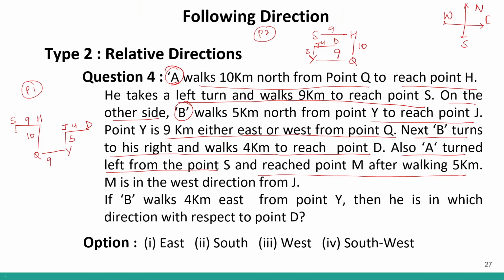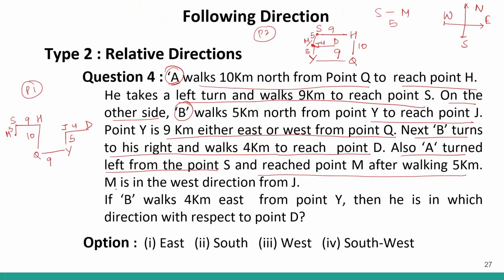So if A turns left, it will reach here, which is point M after walking 5 kilometers. So here, if it takes left, it will come back to this point J, which is M, which is also distance between S and M will be 5 kilometers. So let me write it a bit more clearly. So this point was S, this point is called M and J both, and this distance is 5. So this is possibility 2, this is possibility 1.